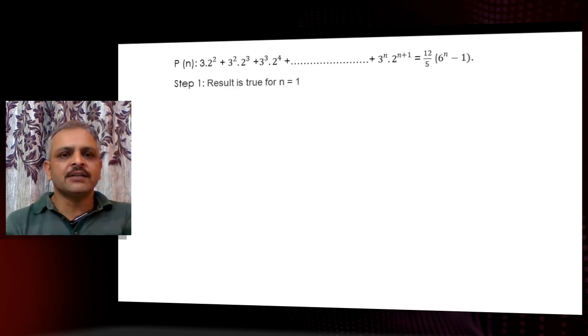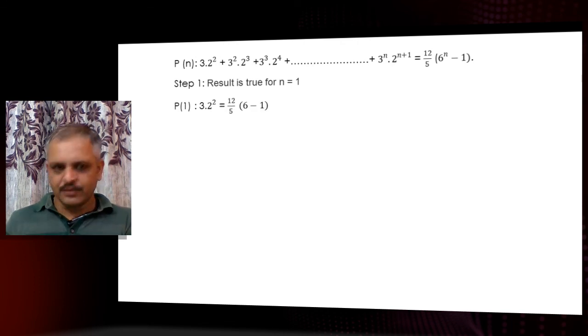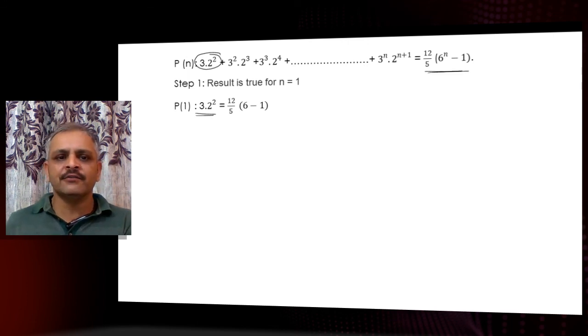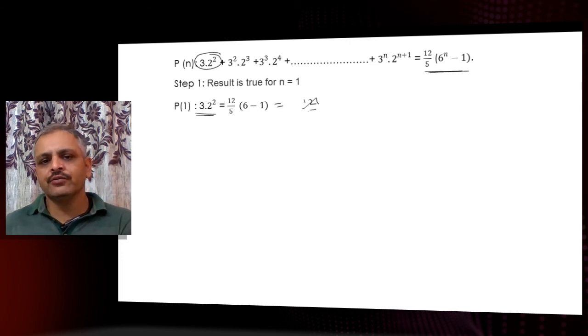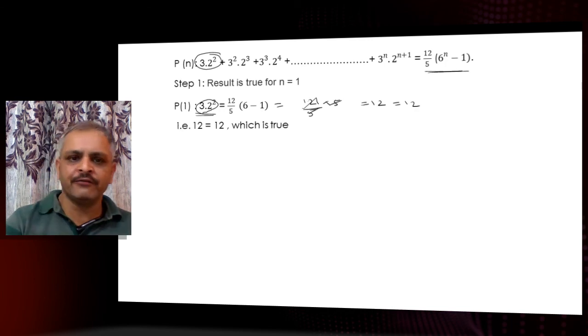Step 1, we will check the result for n is equal to 1. So n is equal to 1 will give you 3 raised to power 3 into 2 raised to power 2 on the left hand side, and on the right hand side, replace the n with 1, it will give 12 by 5 into (6 minus 1), so it will be 12 by 5 into 5. 5 and 5 cancel, so 12, and the left hand side is 4 into 3, 12. So it is verified.